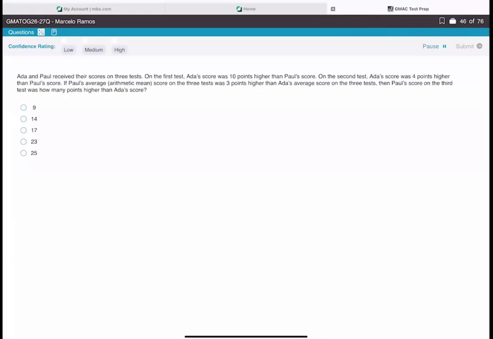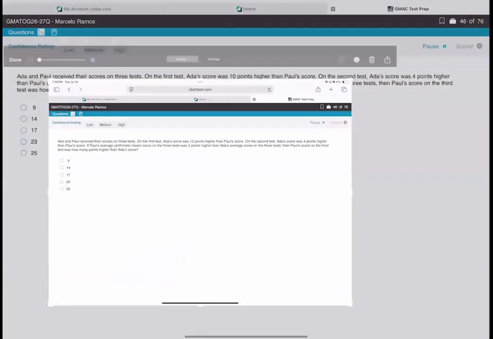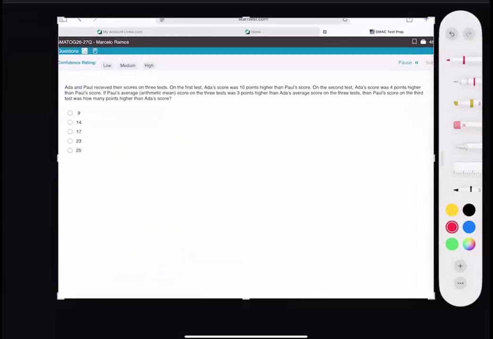Okay, pay attention. Ada and Paul received their scores on 3 tests. On the first test, Ada's score was 10 points higher than Paul's score. So Ada 1 is Paul 1 plus 10. On the second test, Ada's score was 4 points higher than Paul. Ada 2 is Paul 2 plus 4.